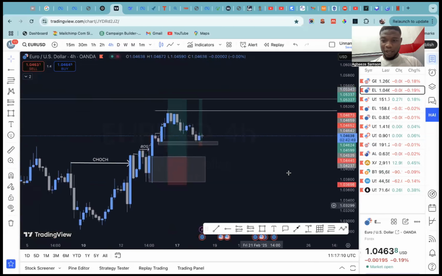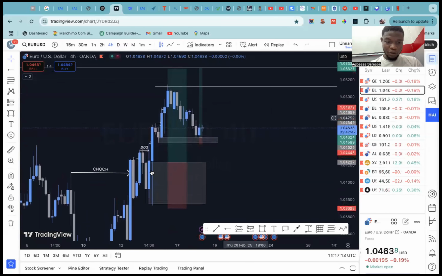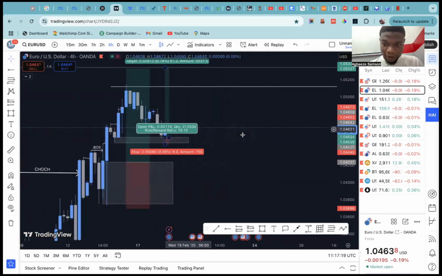But if you expand the market more to see more stuff, you will see there is a change of break of structure here. There's a break of structure here. And there's also another very tiny one.